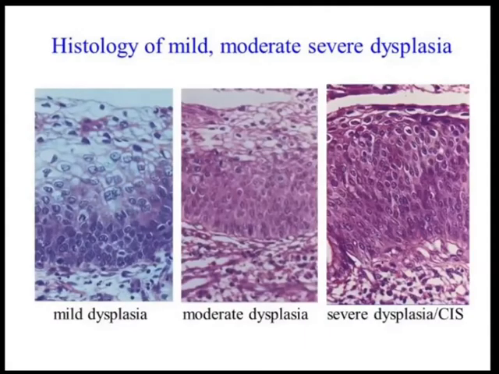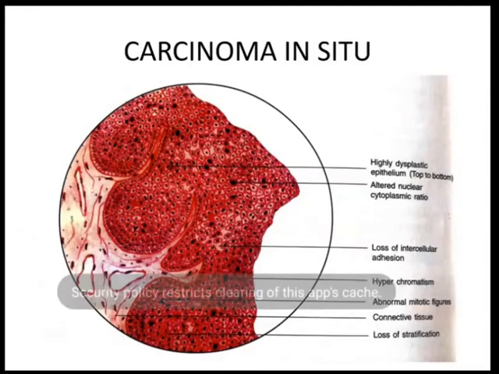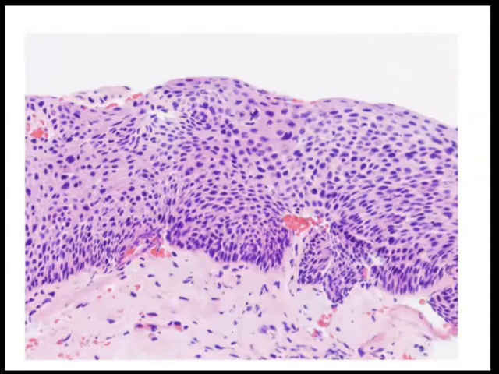Next, these are the types which you can see histologically: mild, moderate and severe dysplasia, as I explained prior. Next is carcinoma in situ, in which you can see the highly dysplastic epithelium contains dysplastic cells from the basal layer to the superficial layer without any breach or discontinuity in the basement membrane. You can see a loss of intercellular adhesion, hyperchromatism and abnormal mitotic figures. Below is the connective tissue, and also you can see a loss of stratification in the epithelium. This is a histological pic.